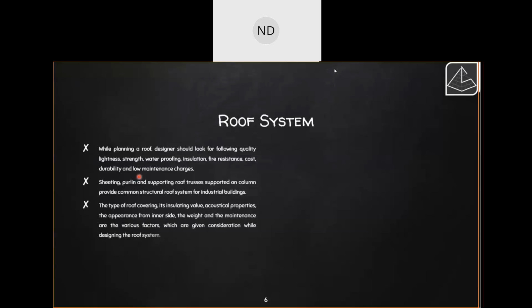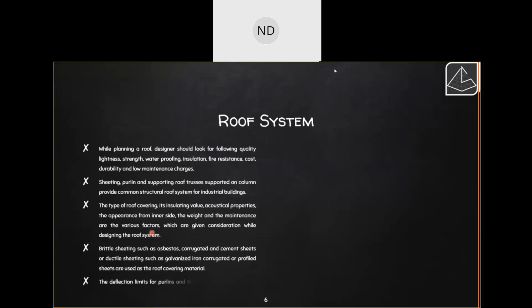The type of roof covering is influenced by the insulating property, the appearance from the interior, weight, and maintenance; these are the factors considered while designing the roof. Brittle sheeting like asbestos corrugated, or even ductile sheeting like galvanized iron or profile sheets, is used for the roof cover. Usually, asbestos corrugated sheets are preferred as regular roof material.